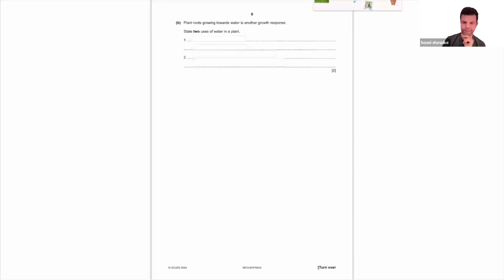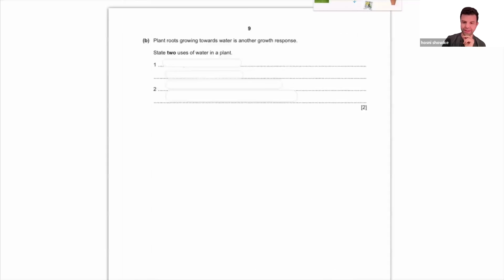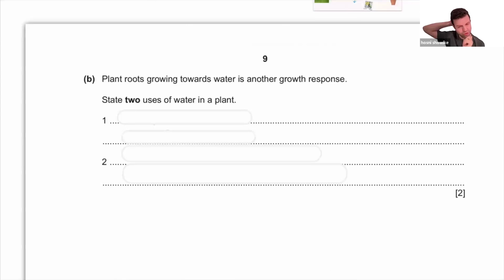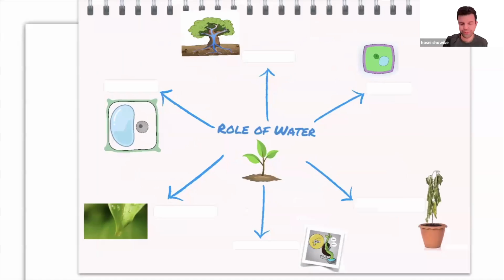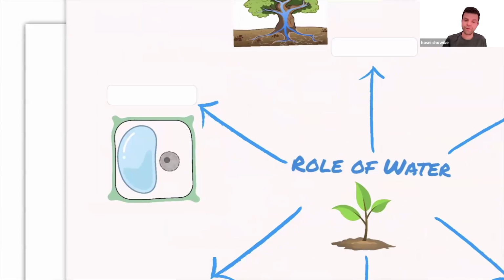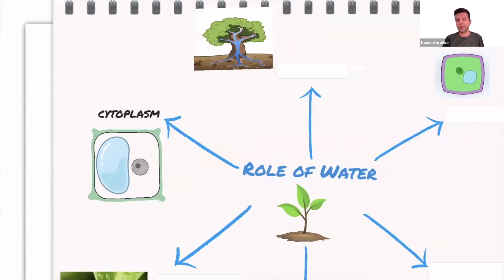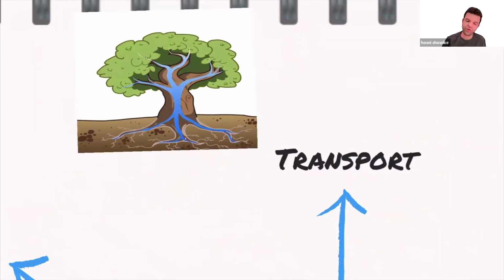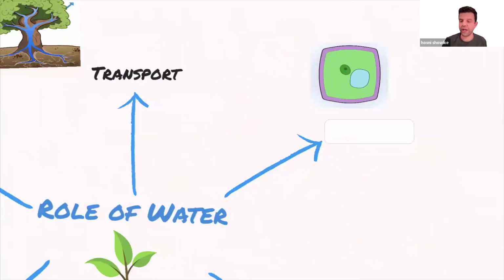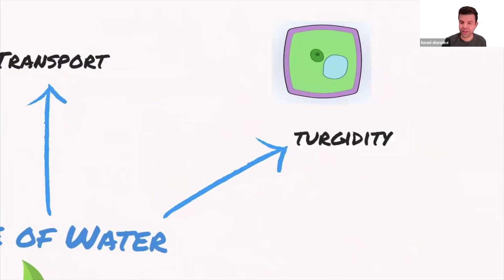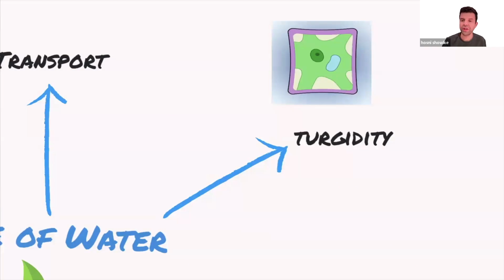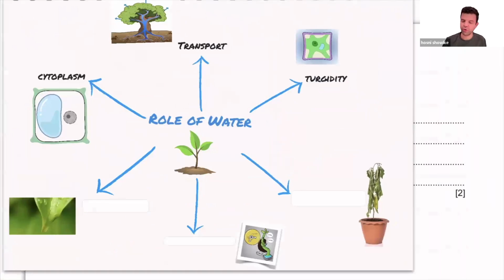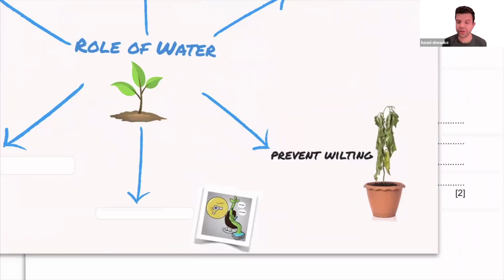Okay. Same question. They're asking me a direct question here. They said state 2 uses of water in plants. I'm going to show you all possible uses of water. You could use water in plants for cytoplasm, right? That's like where chemical reactions happen. You can state that water is how materials are transported in the plant, right? You may also say that water is needed for turgidity, because if there's not enough water, plant cells will become flaccid. You may also say water is to prevent wilting.